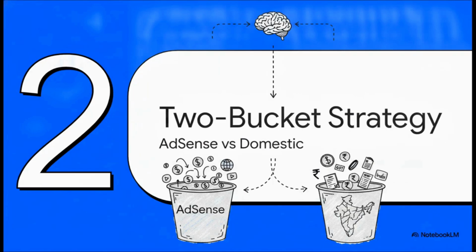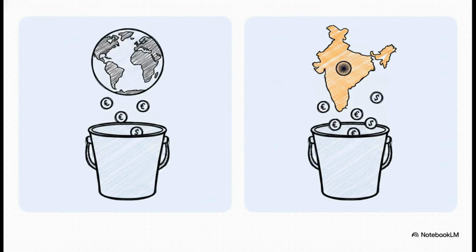Moving right along to Section 2, the two-bucket strategy, looking at AdSense versus domestic deals. So once you are registered, you need to mentally separate your channel income into 2 distinct buckets to really understand how it's taxed. Bucket 1 holds your foreign platform payments, stuff like AdSense, super chats, and channel memberships that are processed by Google outside India.